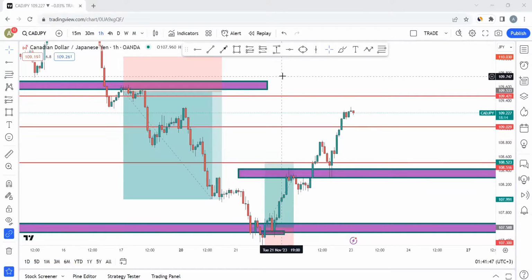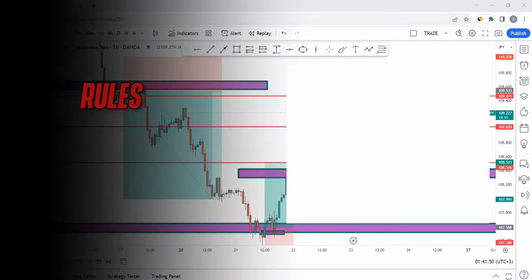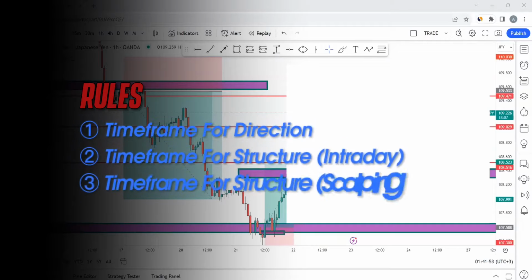So I'm first going to remind you of the rules. The first rule is you need to have a time frame where you're going to get your direction from. Number two, you need to have a time frame which is going to give you a structure. In this case, if you want to do intraday, you have to have a time frame that gives you structure for intraday. And number three, you have to have a time frame that is going to give you a scalping structure in case you want to scalp. Remember, you're not going to do all of them, so you have to choose intraday or scalping. I'm going to give you both the time frames, and it is up to you to choose.